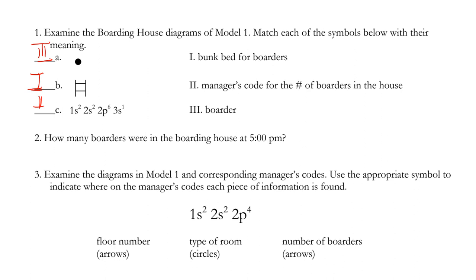So at 5 p.m., going back to that, how many people are in the boarding house? We have 1, 2, 3, 4, 5, 6, 7, 8. You have a total of 8 boarders in the boarding house at 5 p.m.